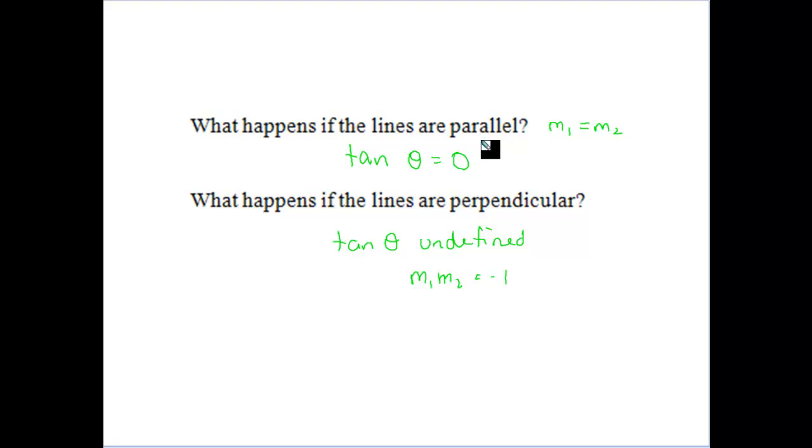If the lines are parallel, m1 would equal m2, so the numerator would be equal to 0. So we get tan theta is equal to 0. So if you work out tan theta is equal to 0, then the lines must be parallel. If they're perpendicular, the gradients multiply to give you minus 1. So that would give you 1 plus minus 1 in the denominator, which means that tan theta will come out as undefined. So if you have that situation, the lines are perpendicular. It's going to be at 90 degrees.